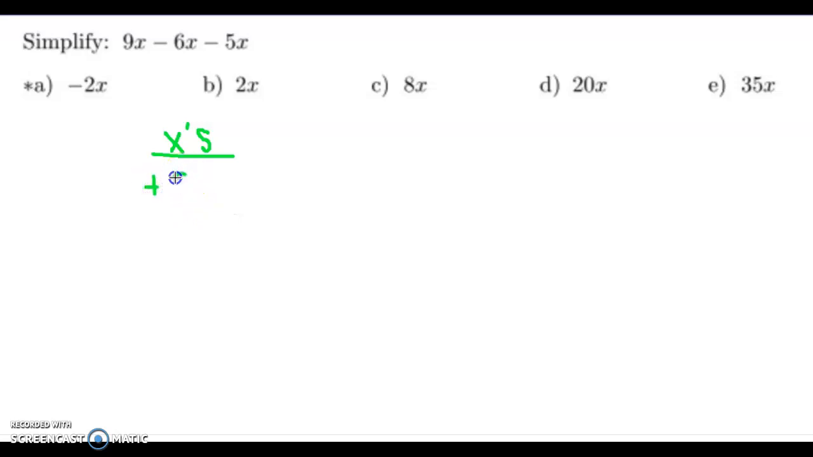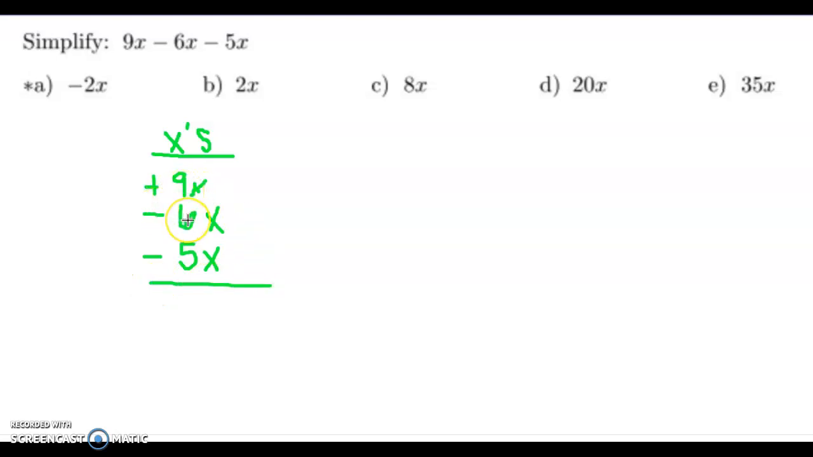So I have a positive 9x to put under there. I have a negative 6x, and I have a negative 5x. There we go. Okay, so now I'm going to look at my numbers here.